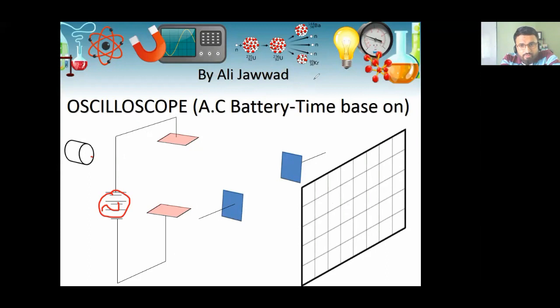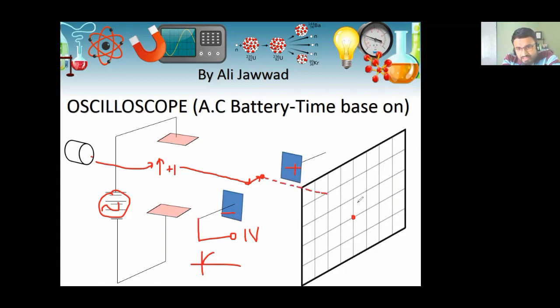The second electron, which is incoming, will experience the upward pull of +1 charge, because the AC cycle is increasing its voltage. And upon reaching the horizontal plates, since the time base is turned on, the first second will give a voltage of 1 volt on this, and the electron will deviate slightly from its path, and when it strikes the screen, it will locate over here.